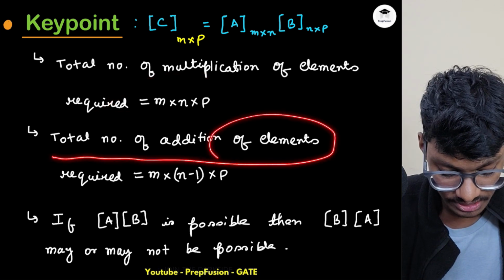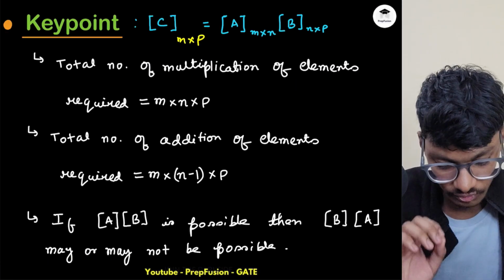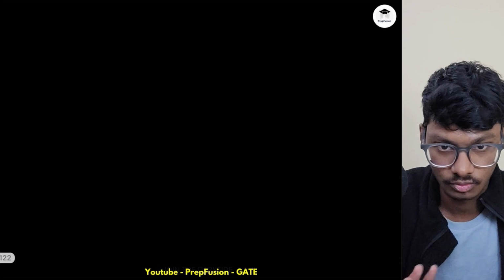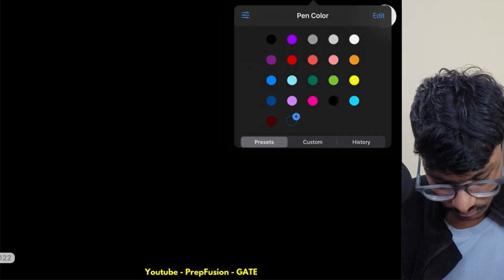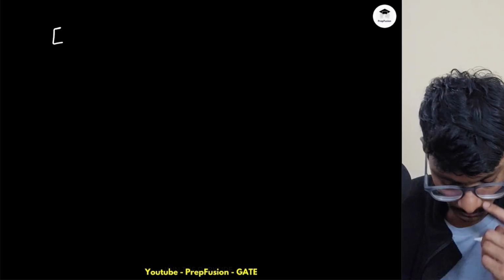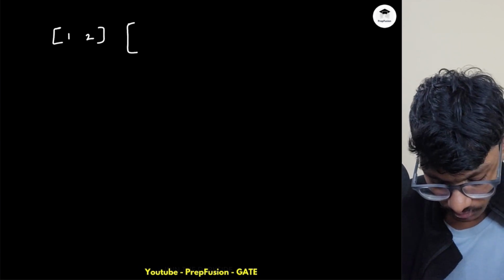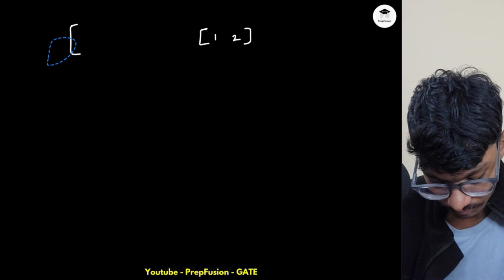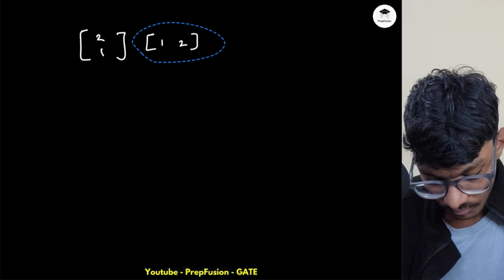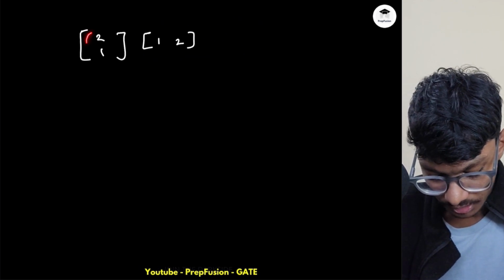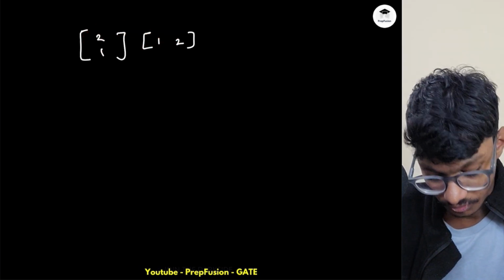Now, the total number of additions of elements. We can count this, or we can just take a simple example, a 2 cross 2 matrix. Or let me take a 1 cross 2 this time, 1 2, and here let me do this, this will be easier, 2 1. Okay, so here I'm multiplying row into column, right? 2 cross 1, then again row into column.